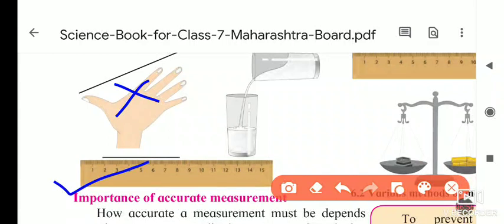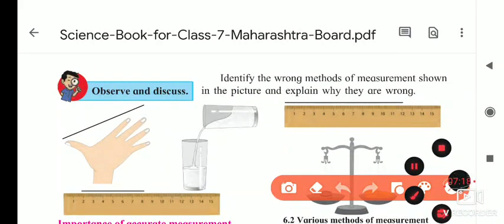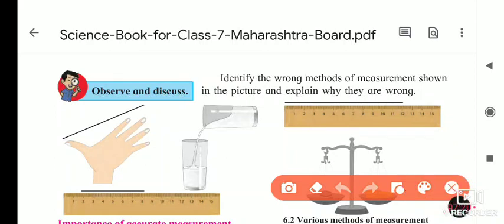So which is the correct method for this? Using a scale to measure the distance between two things is the correct way to find the distance. Okay, now the next, in the second picture they have shown the milk glasses. In this also, the glasses may have different shapes. Here there are no measuring marks. Sometimes if the glasses have the same shape, then it is the correct way.